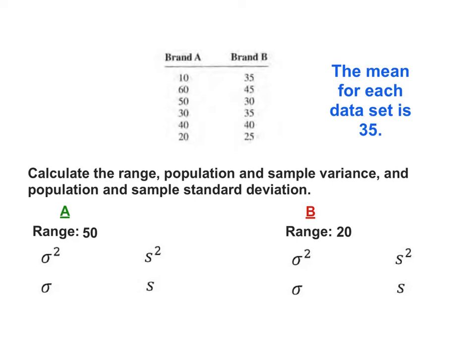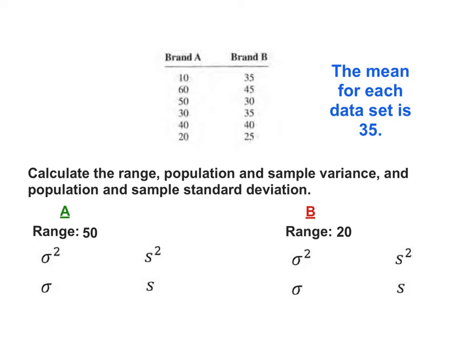Here's why I pointed out that the mean was the same. If this is the only value you're going to use to make a conclusion about the data, it doesn't tell us the whole story, right? Because clearly brand A is spread out quite a bit from 35, relatively speaking. But here, since the range is smaller, the numbers are bunched a little closer together. So the mean by itself doesn't tell us the whole story about the data, which is why we look at things like variance and standard deviation.